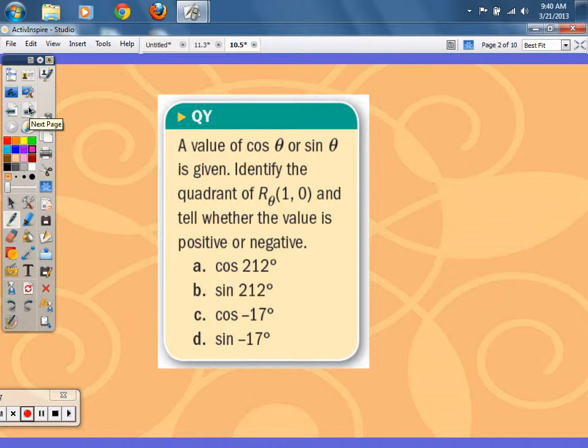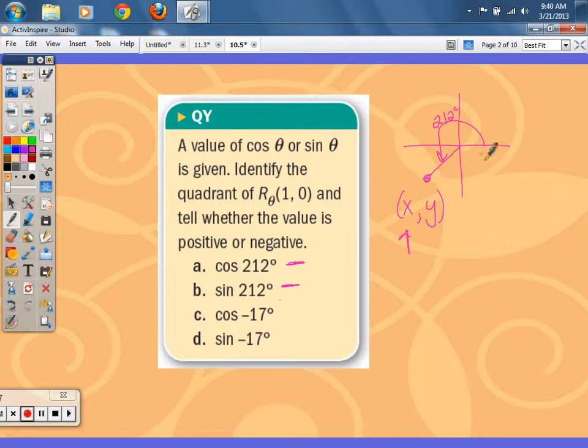So let's talk about these. Cosine of 212, where would it be? Well, 180 is here. 212 would be about here. Cosine, we're looking at this point, x, y. Cosine is x. X in this case would be negative. What would the sine be? Sine is also going to be negative.